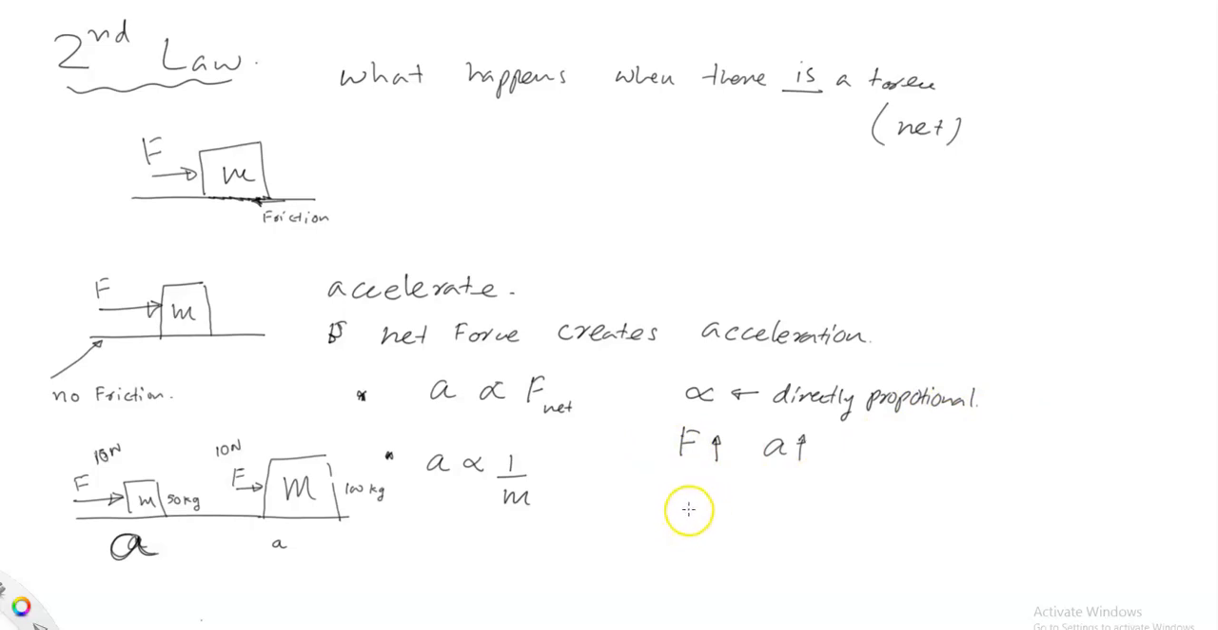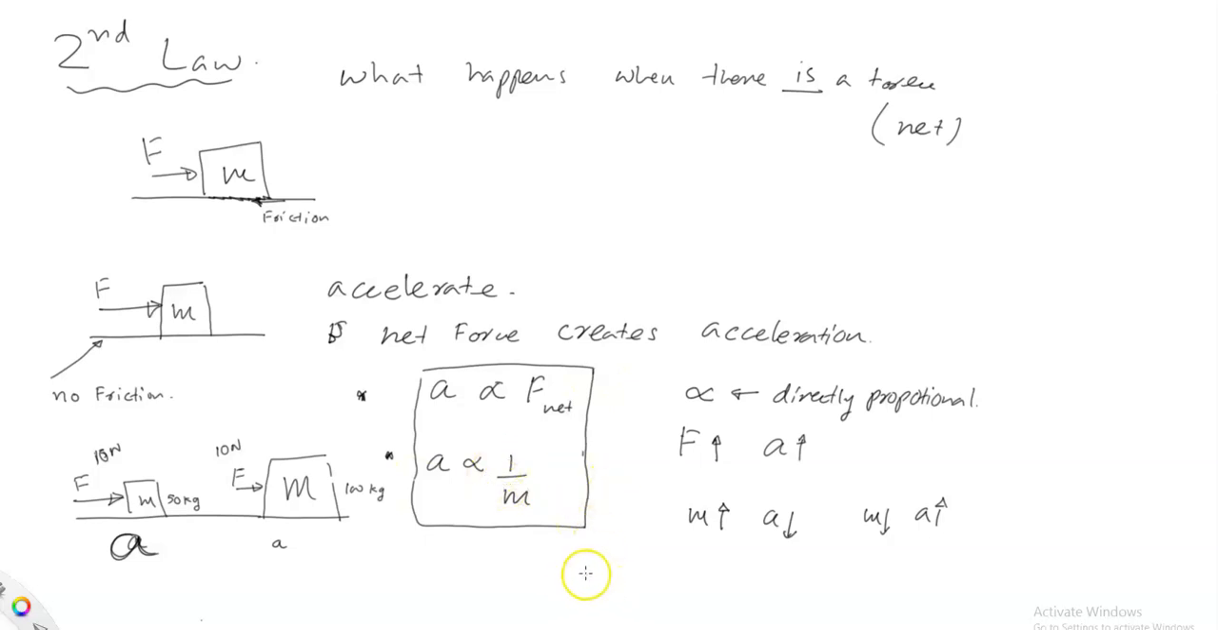Proportional but 1 over m. That means when m goes up, a goes down, or vice versa. When m goes down, a goes up. The bigger the mass, the smaller the acceleration. That's inversely proportional. That's an inverse relationship. So combining these two observations or experimental conclusions, what Newton did was he came up with a single equation.